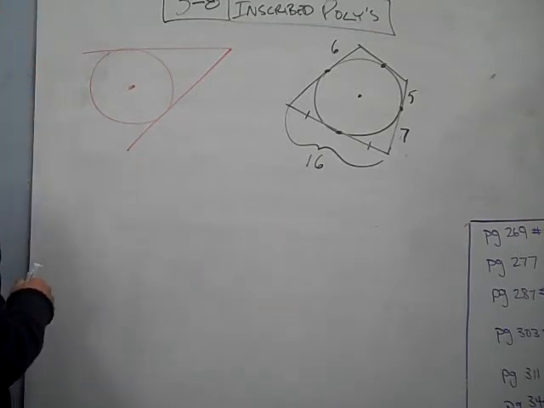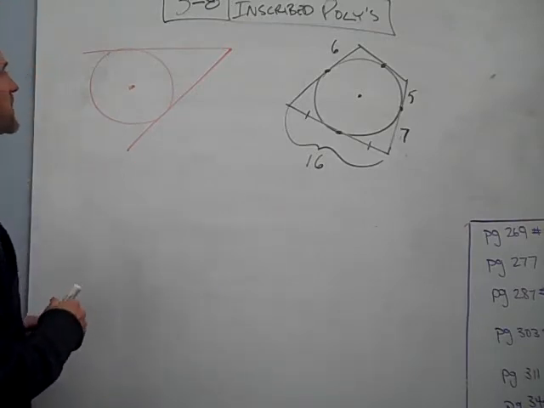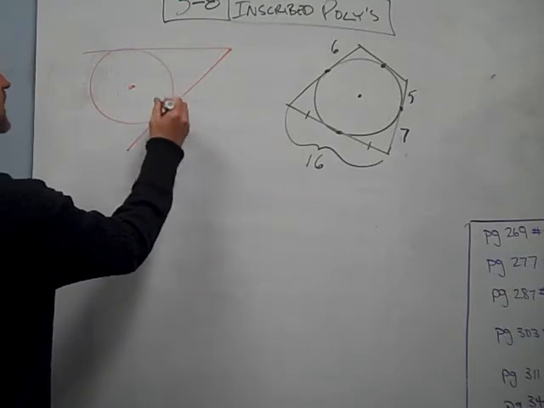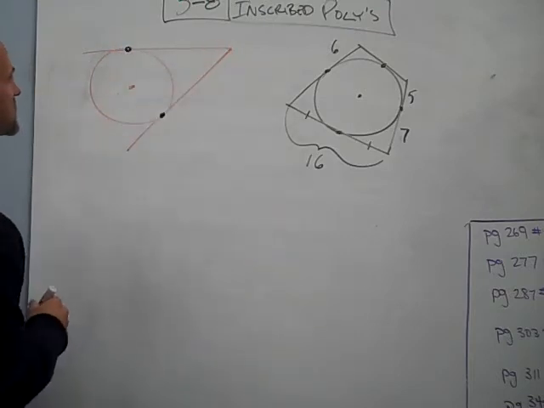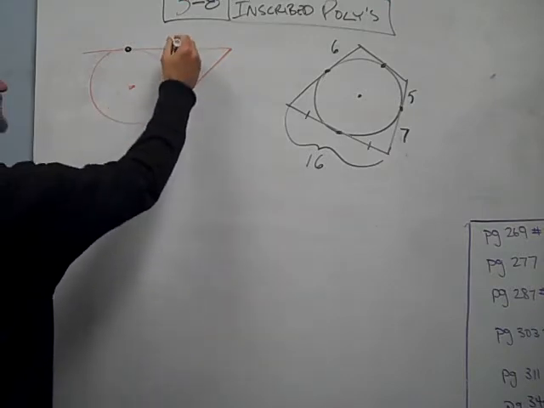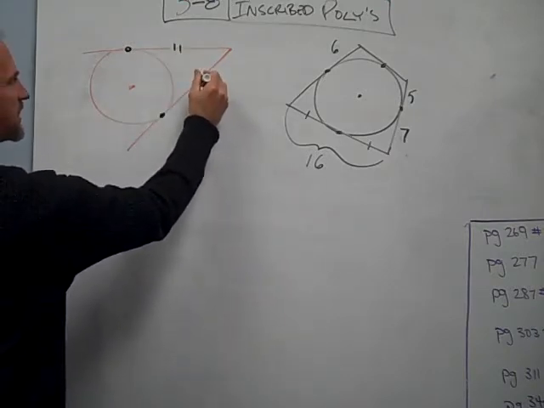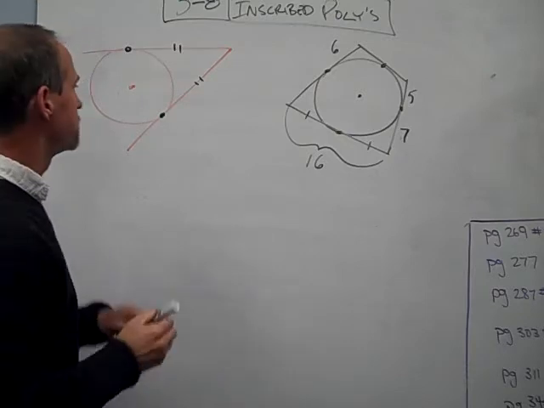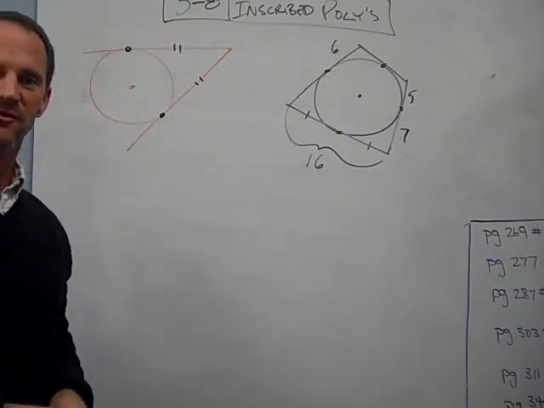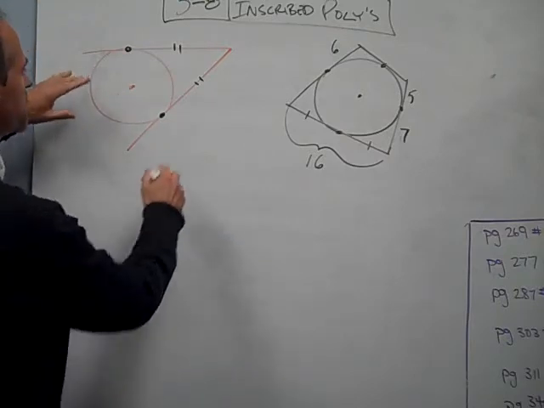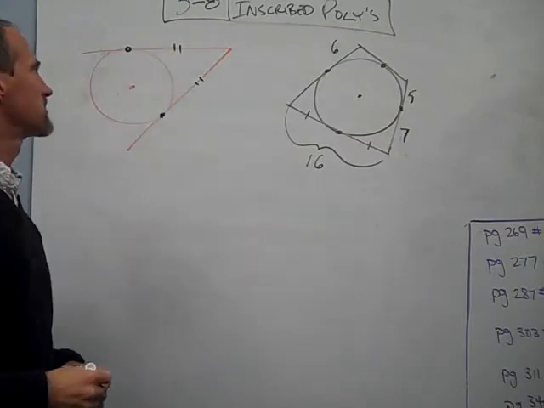The concept we're dealing with is really a carryover from 3-7, where if we have externally tangent segments to a circle, that this length right here is the same as that length right there. And that makes sense. If you've got a bowling ball wedged into a sharp angled corner of a room, it's going to get stuck in such a way that these two sides have to be the same length.